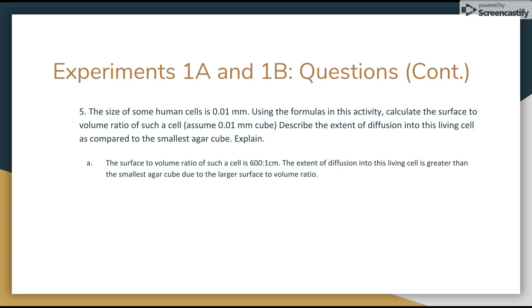Question number 5. The surface to volume ratio of a cell is 600 to 1 centimeter. The extent of diffusion into this living cell is greater than the smallest agar cube due to the larger surface area to volume ratio.